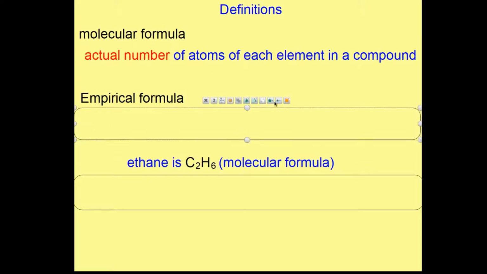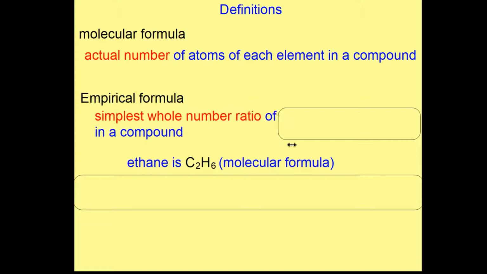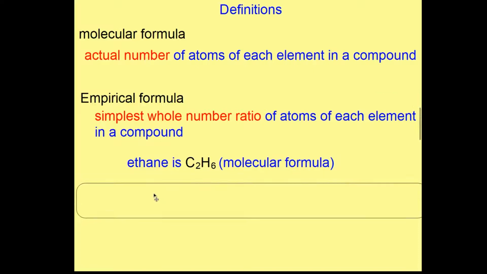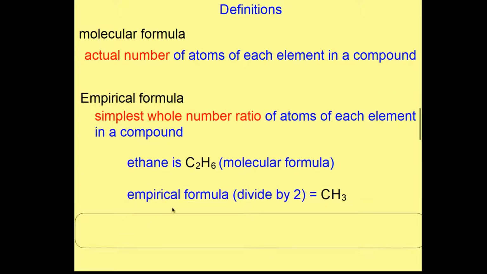Empirical formula has a similar but different definition. It is the simplest whole number ratio of atoms of each element in a compound. So the blue part is the same, it's just this first bit that is different: the simplest whole number ratio. So for ethane, for example, we can simplify that. We could divide through by 2 and we would get CH3. So CH3 is the empirical formula of ethane.